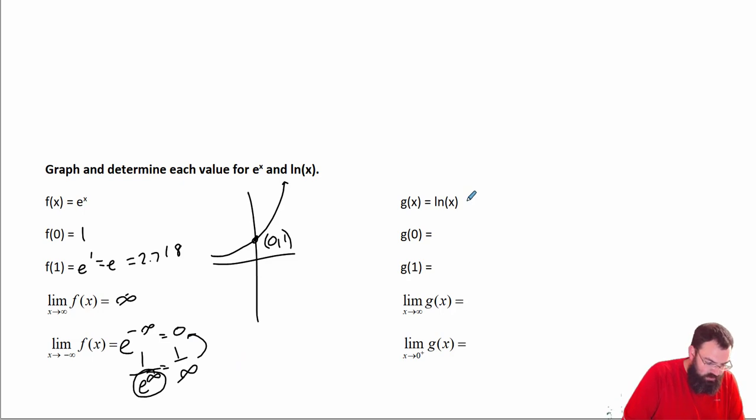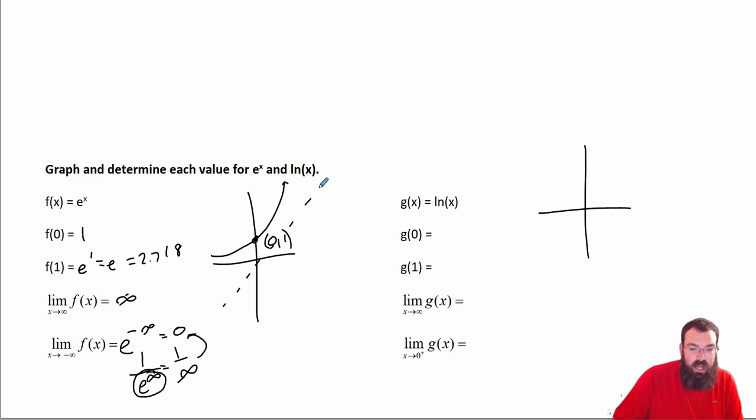The ln function, which is the last set that we're going to work on, is the inverse of e. Remember, flipped around the y equals x line. Okay, so it is going to be like there, and this is going to be your 1, 0. All right, so g of 1 is equal to the ln of 1.